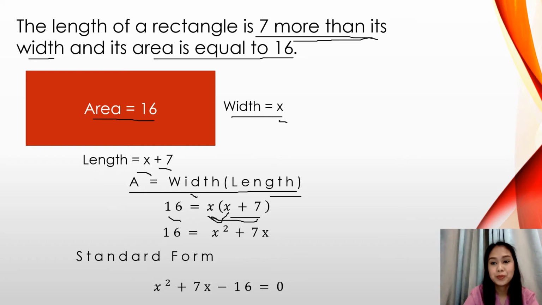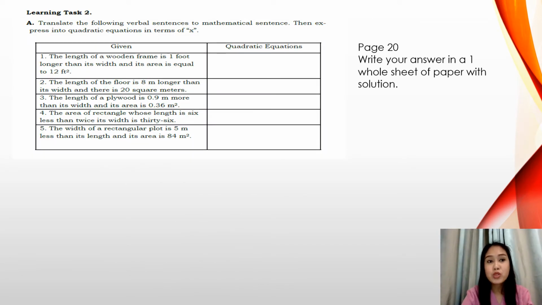to 0. Now, for our output for this week, you are going to answer learning task 2 letter A, which says that we have to translate the following verbal sentences to a mathematical sentence or mathematical equation, just like what we did before, then express it as a quadratic equation in terms of x. You can see this learning task 2 on page 20, and you're going to answer this on one whole sheet of paper with, of course, your solution on how you were able to get the mathematical equation or the quadratic equation.